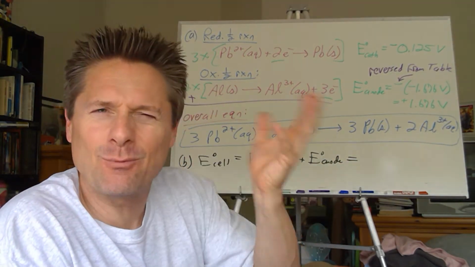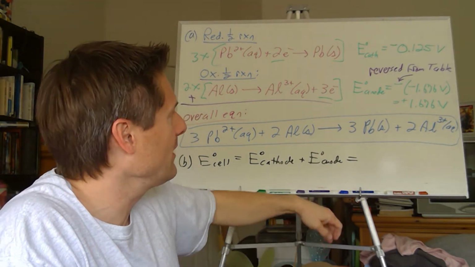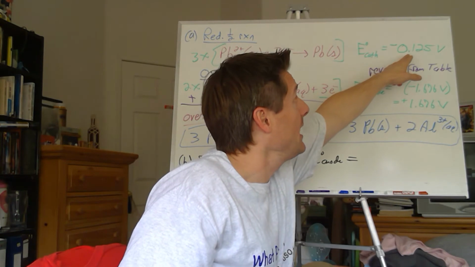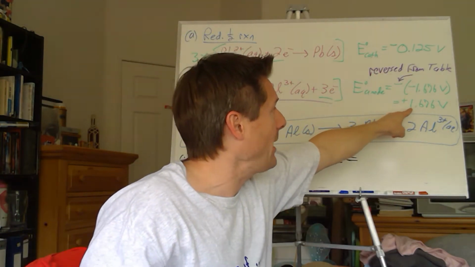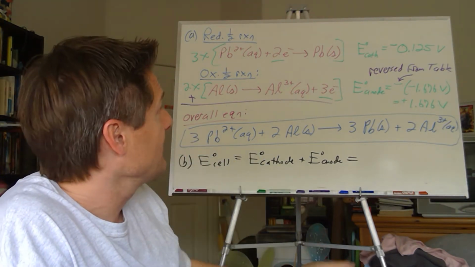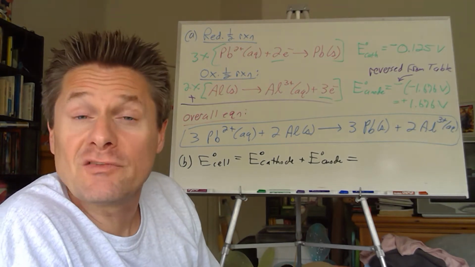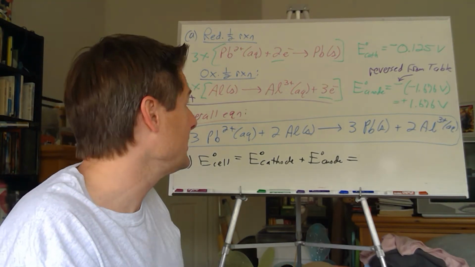The other way you have to go, what do you subtract from what? This one, it doesn't matter. You can do cathode plus anode or anode plus cathode. It's irrelevant. And we could just add the negative 0.125 volts plus the positive 1.676 volts. And we got it. Both good to 3 decimal places. And if the overall cell potential is positive, that'll be spontaneous at standard conditions. If it's negative, it'll be non-spontaneous at standard conditions.